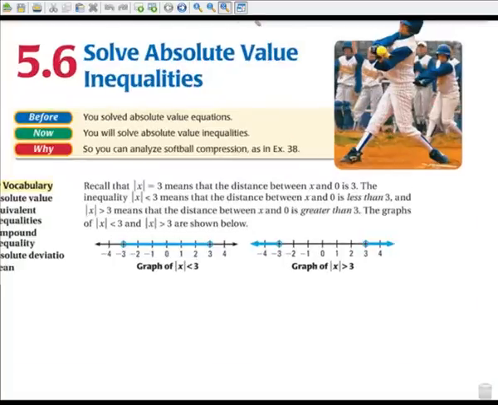Lesson 5-6 is solving absolute value inequalities. So we're just taking it a step further. Basically, if you have the absolute value of x equals 3, we know that the answer is 3 and negative 3 because both of those are 3 units away from 0. But if we have the absolute value of x is less than 3, it means that x has to be within 3 units of 0.